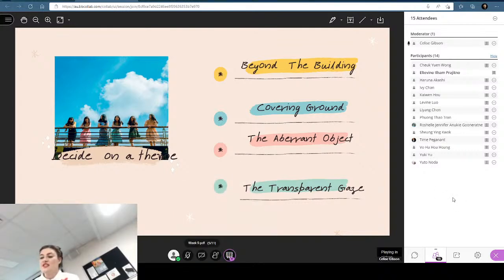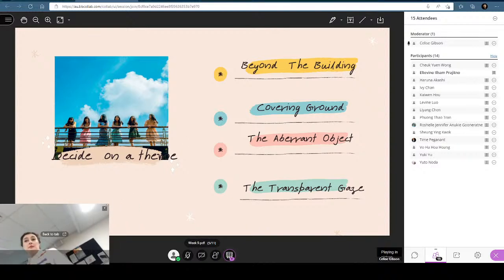These are some suggestions for themes. We could do a theme about beyond the building, a theme about covering ground, a theme about the aberrant object, and a theme about the transparent gaze. Now, these are very complex sounding titles. So what does this mean? Beyond the building, we could do an exhibition about the relationship between the built environment and nature. So you could be thinking about what that looks like. Remember, you can approach that topic in any way that you like.